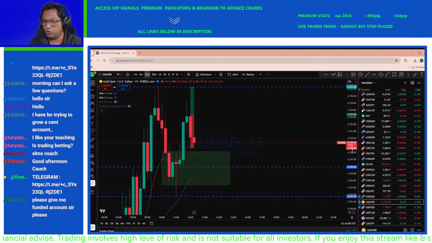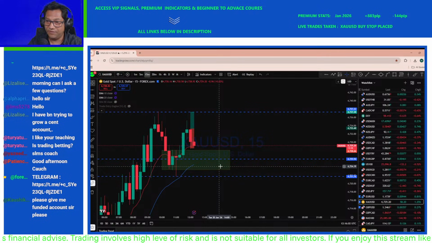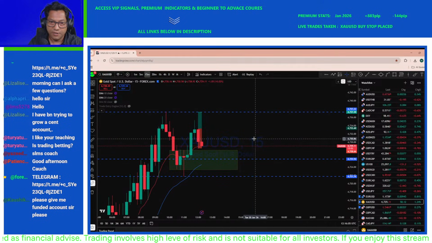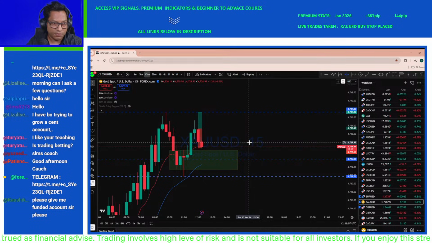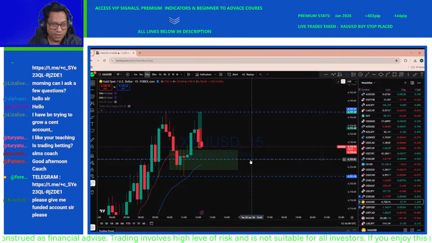I think that there is a potential for a break to this 15-minute 20 EMA. There's a higher potential if it breaks below to this level here.